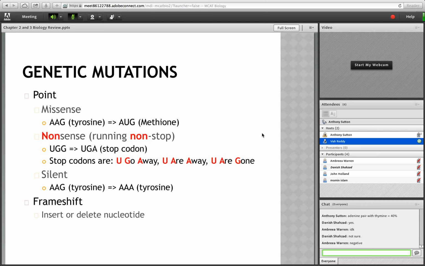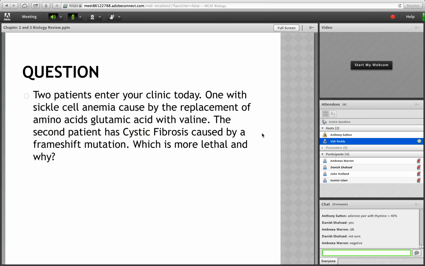A frame shift mutation is one where you have a long row of nucleotides, and you either take one of those away or you add a new nucleotide to the sequence. When you do that, it's going to shift the entire reading frame. That's called a frame shift mutation. You can have that due to an insertion or a deletion. Any questions on that? All right, because I will be asking you questions.